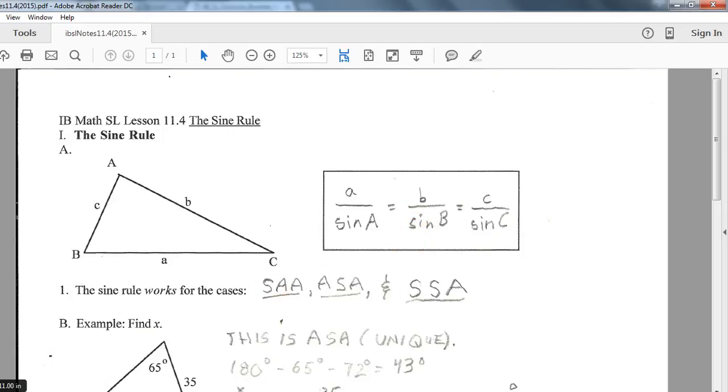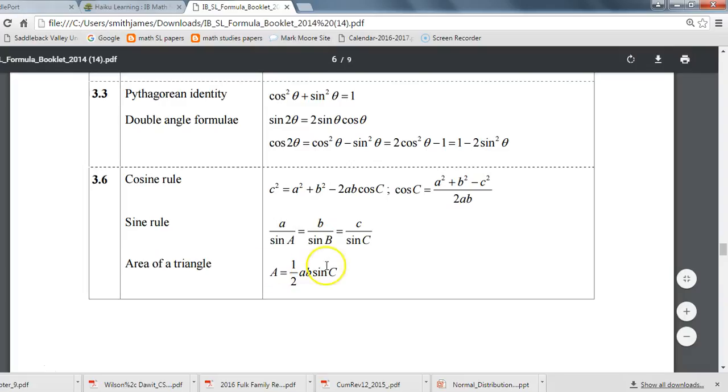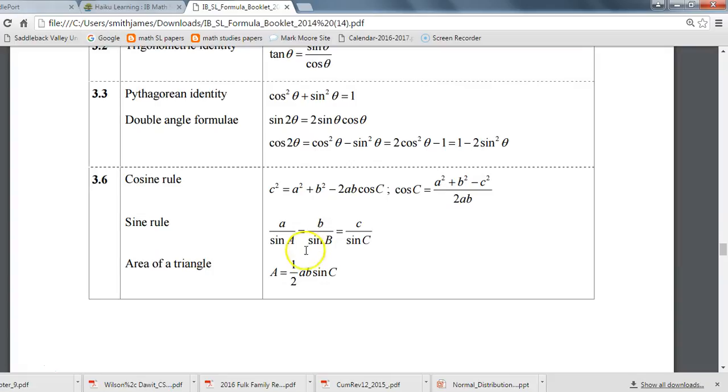So real quick, you got a couple formulas right here that you're going to use for this chapter. So these two you've seen before. This is what we used to call the law of cosines. This would be the law of sines, or the sine rule that we're looking at right now. And this is for finding the area of any triangle, but we specifically use it for non-right triangles just because it's kind of the only way to do it for non-right triangles.